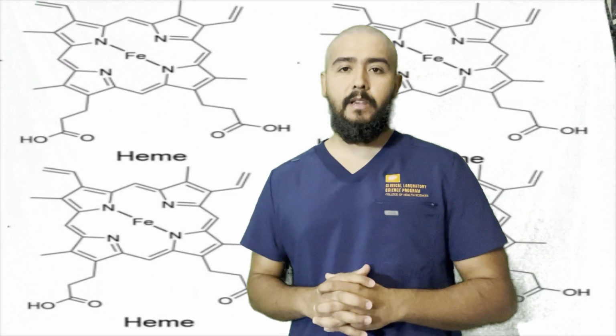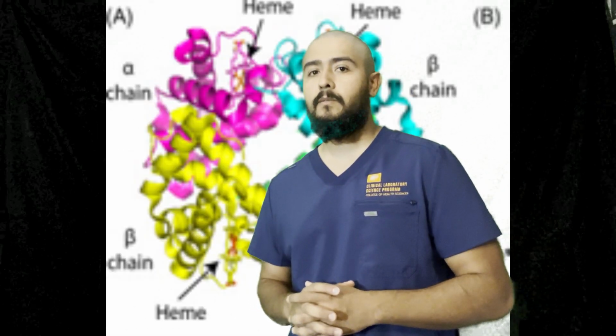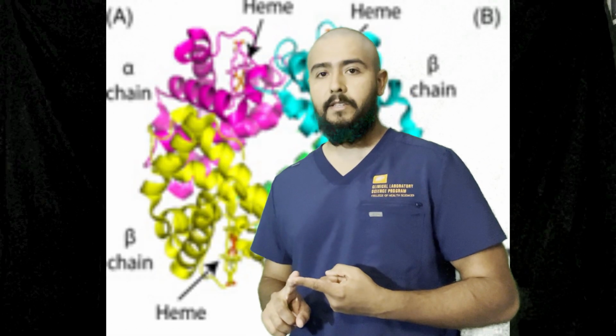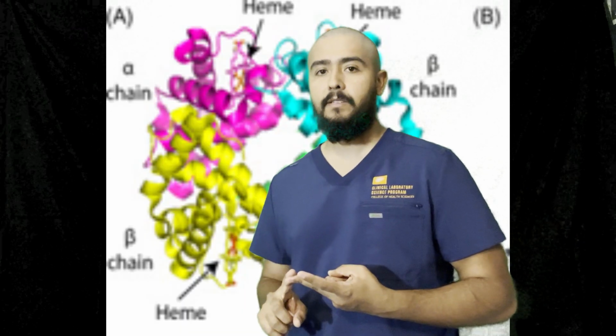Now we take 4 heme molecules and combine them with 2 alpha globin chains and 2 beta globin chains, and that makes hemoglobin. There are about 270 to 300 million hemoglobin molecules in every single red blood cell in your body.